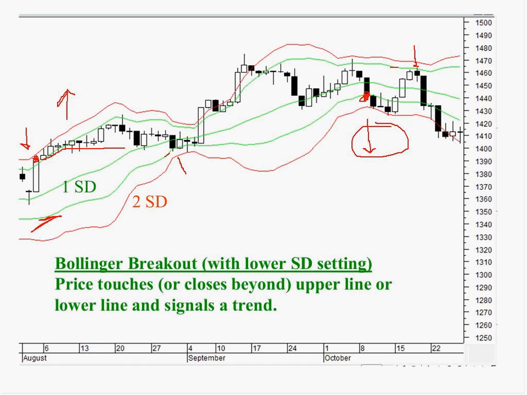I'm talking about closing. The price is not an intraday movement, not just touching the band. It has to close outside that 1 standard deviation band. That's absolutely how we're defining trend. The trend is either up or down. Okay, there's no in between under this methodology.